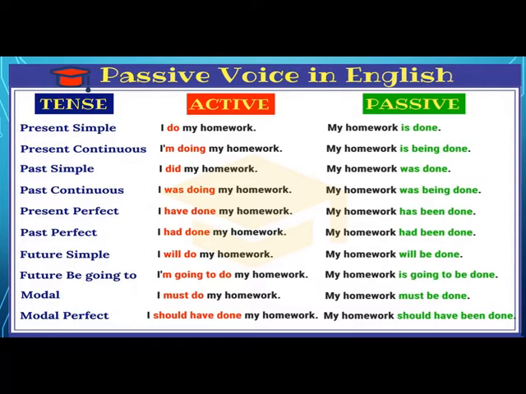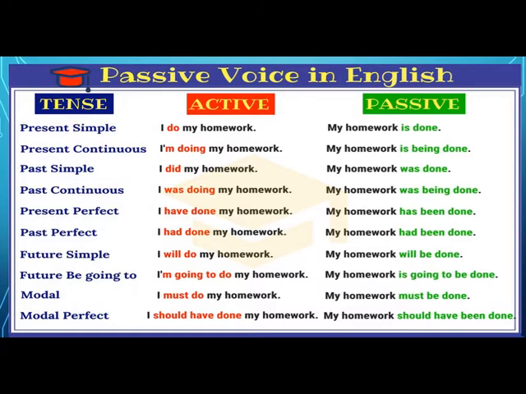The future simple tense, I will do my homework. The passive tense, my homework will be done. The future, you'll be going to, I'm going to do my homework, that's the active, and the passive is, my homework is going to be done. The modal tense, as in the degree of possibility, I must do my homework. The passive, my homework must be done. And the modal passive, I should have done my homework. The passive version of that, my homework should have been done.